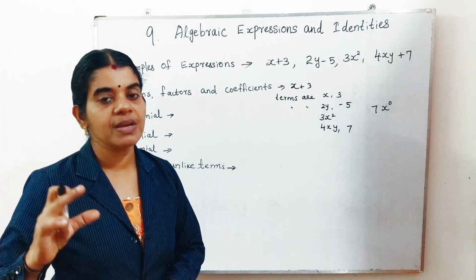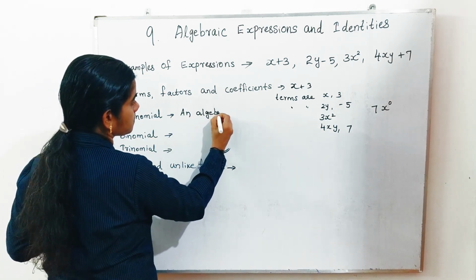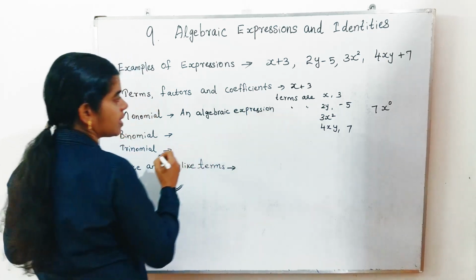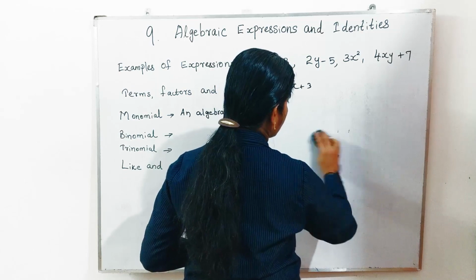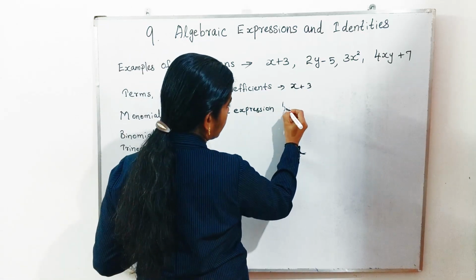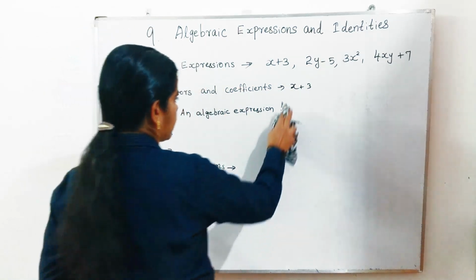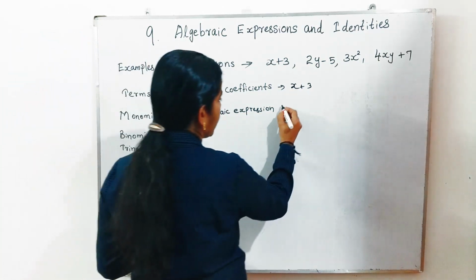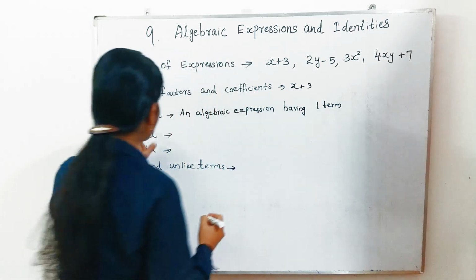Next we are discussing the monomial. An algebraic expression having one term is known as a monomial. Can you give one example?